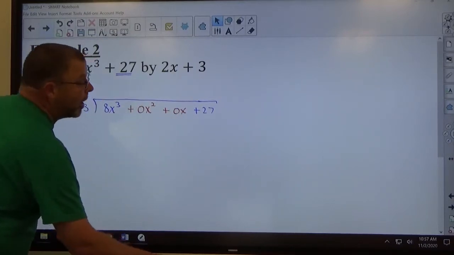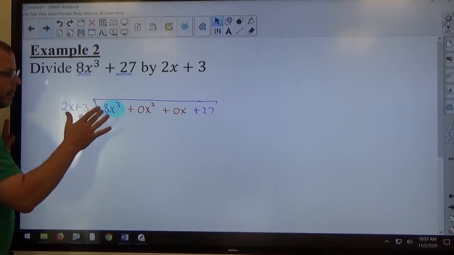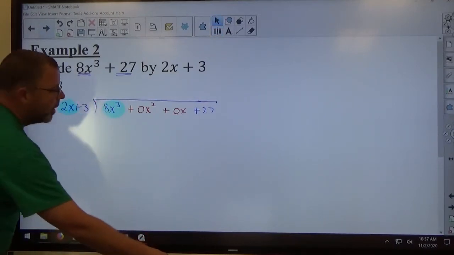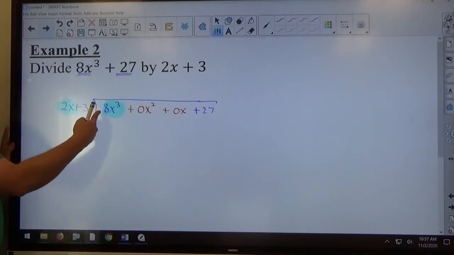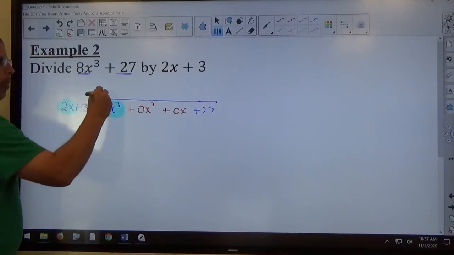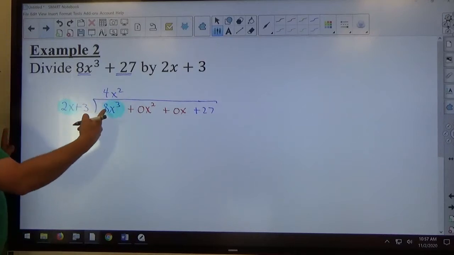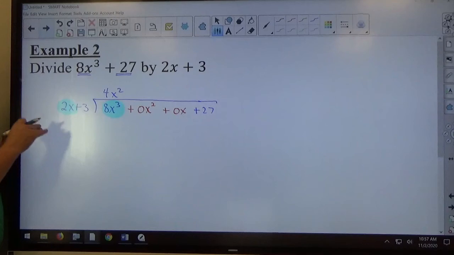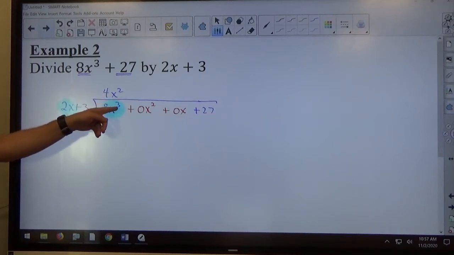The process is what it was. 8x cubed is my first object inside. I'm dividing it by my 2x, first object outside. Now I've got numbers and letters happening in this division. Number divided by number, what's 8 divided by 2? 4. And x cubed divided by x is x squared. Number divided by number divides, letter divided by letter, we subtract the powers. So there are different types of things happening, so we have different things happening with the different types of things. Number affects number by division, power affects power by subtraction of powers.